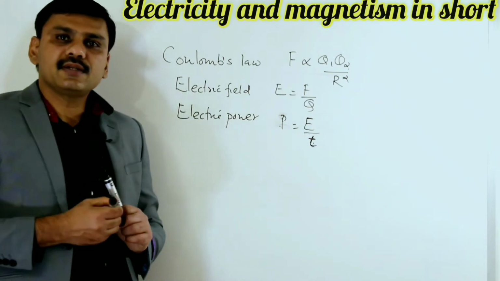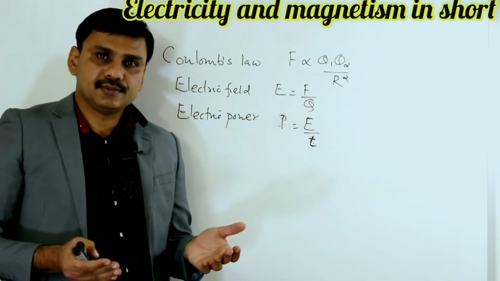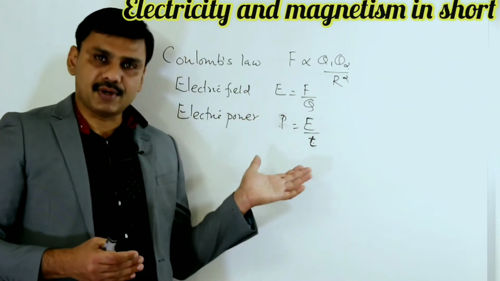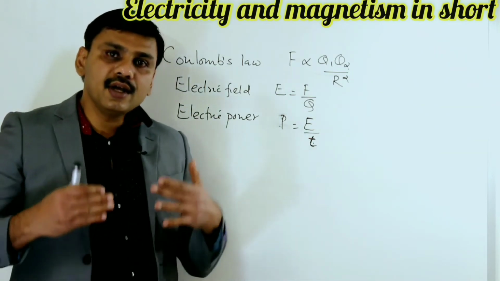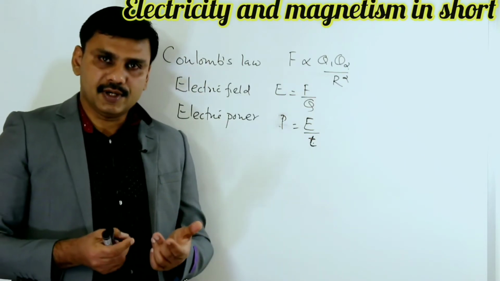So electric power is the electrical energy consumed in unit time. So that is electric power. Electric power equals electrical energy consumed in unit time. So you can define it that way.